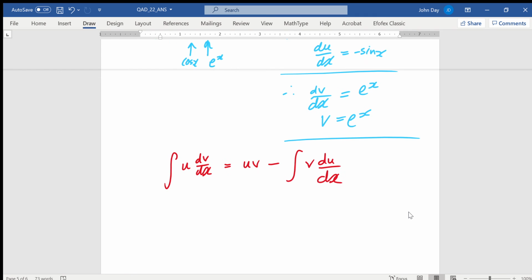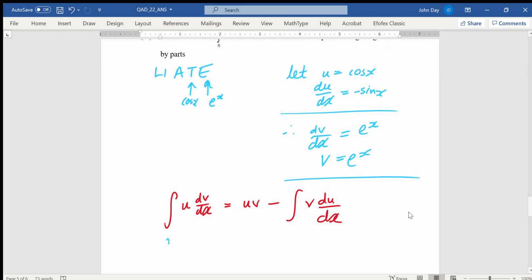So the integral of u dv/dx, which is the integral of cos x times e to the x, and yes, there's dx's there, but let's throw it in, is equal to uv, so cos x times e to the x. Now that's a done deal. You don't need to integrate that. That's uv, but you need to do minus this integral, the integral of v times du/dx, which is minus sine x dx.